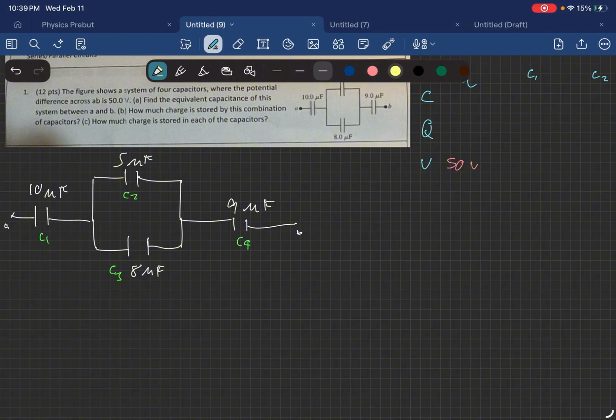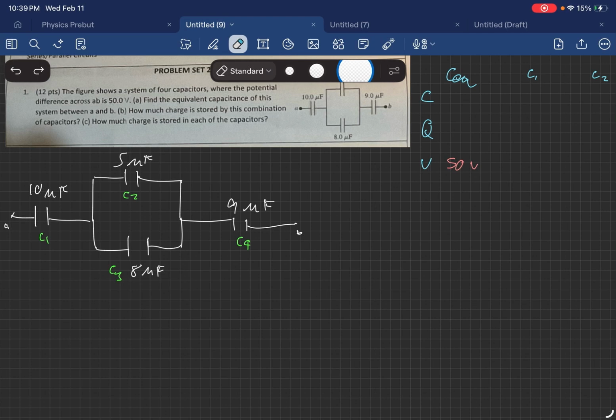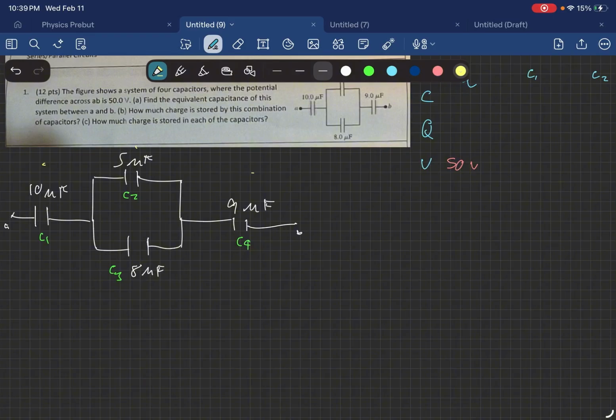So in our circuit over here, we have 3 parts basically. If you think about it, C1 is in direct connection with this, and C4 is also in direct connection, because C4 looks like C1, right? And then C2, C3, if you combine this, it's going to look like this.